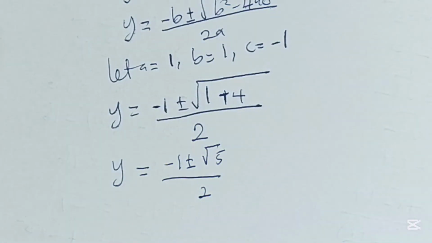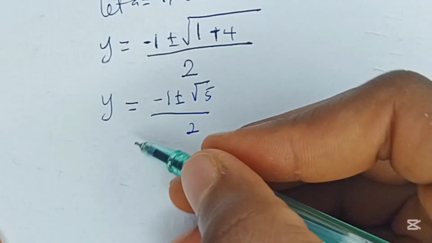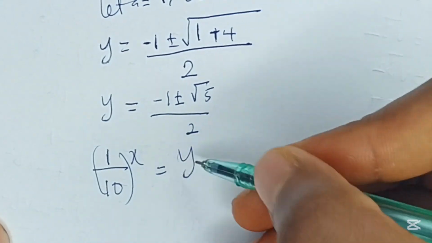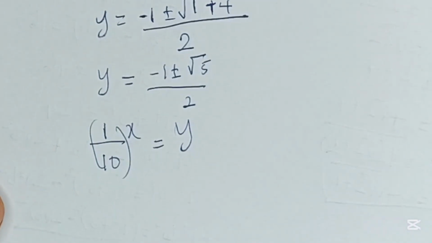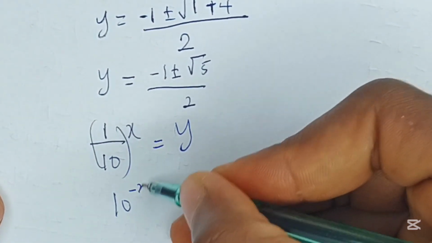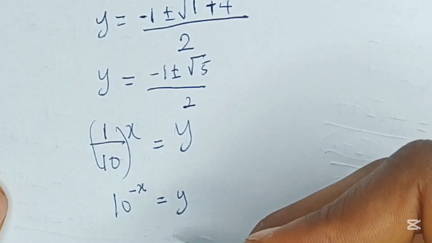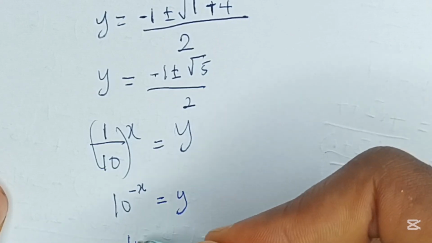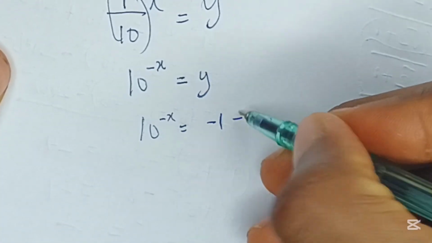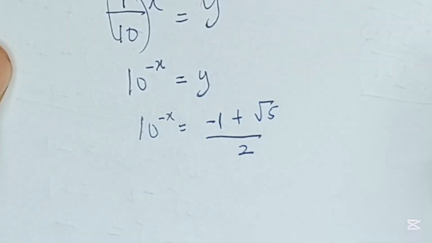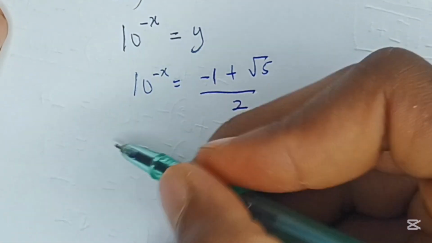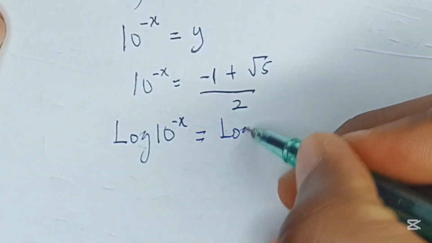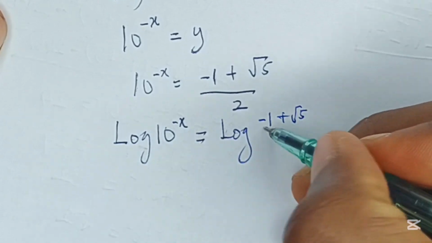Recall that we said that 1 over 10 all raised to the power of x is equal to y. Right? Hence, you can now say 10 raised to the power negative x is equal to y. Right? For the first answer for x, which is minus 1 plus root 5 over 2, we now have 10 raised to the power negative x is equal to minus 1 plus root 5 over 2. Okay. From here, taking the logarithm of 10 to the power negative x to be equal to the logarithm of minus 1 plus root 5 over 2.